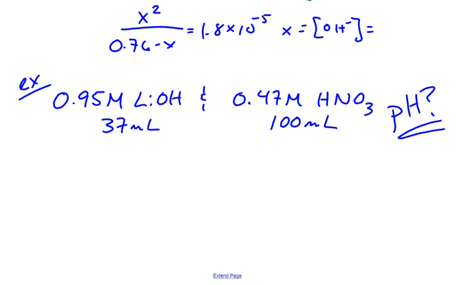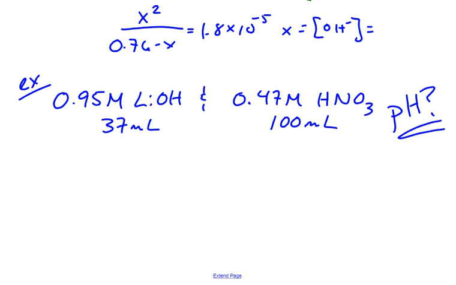How do I do that? I want to know the pH when I mix 37 milliliters of 0.95 molar LiOH and 0.47 molar HNO3, and I have 100 mils of it. What's wrong? If they're both strong, that's a good thing. It means life is easier.